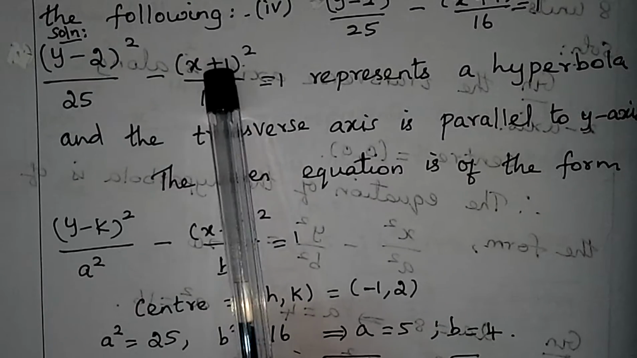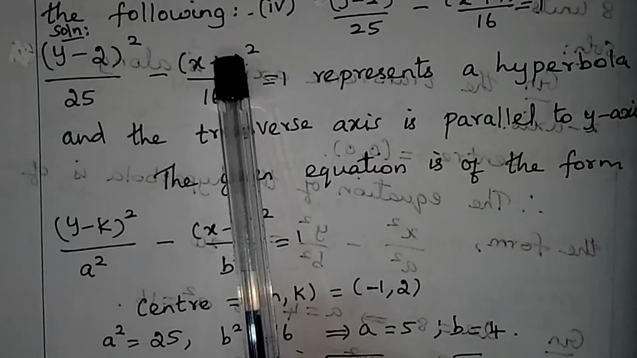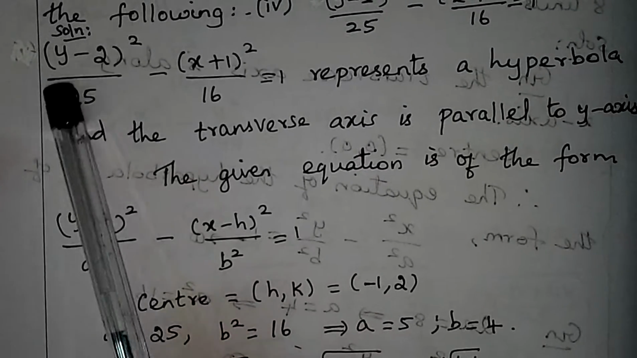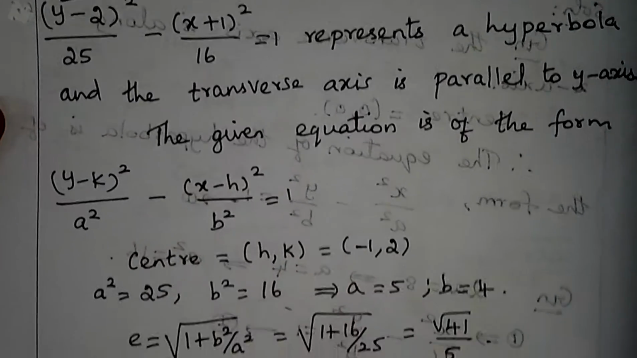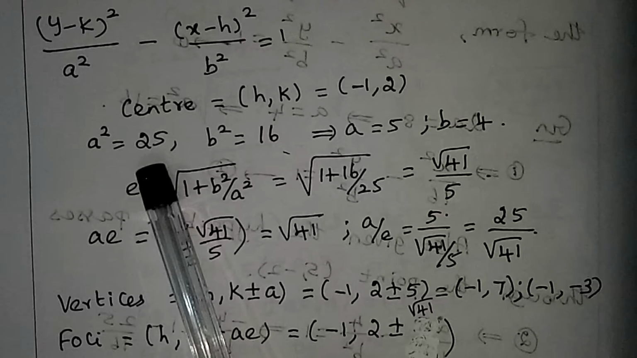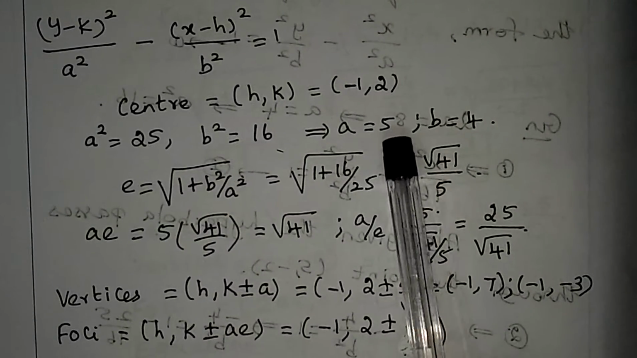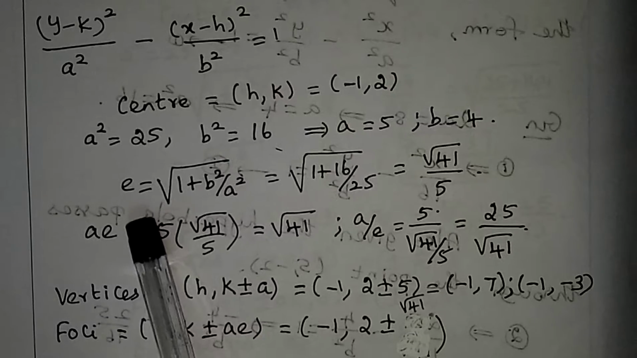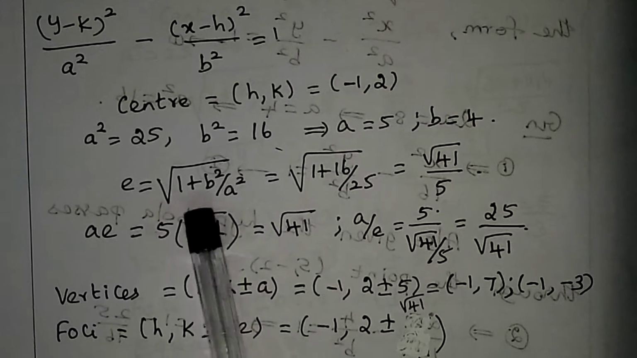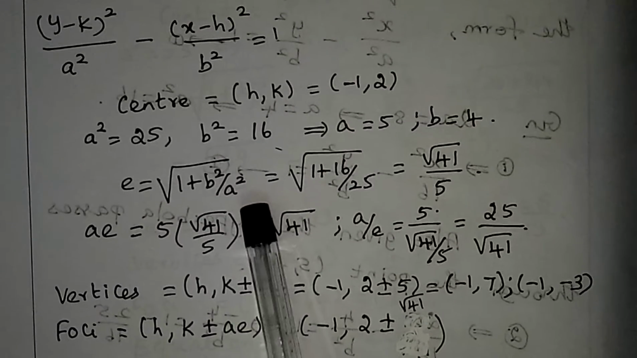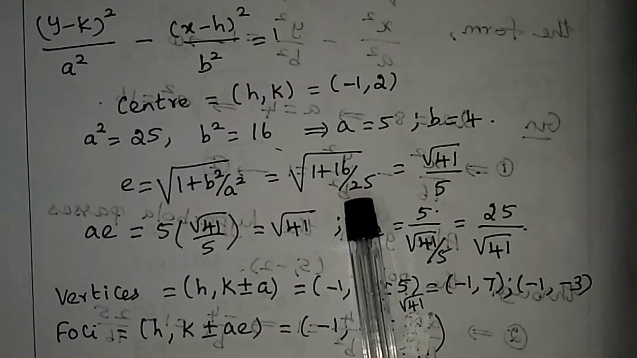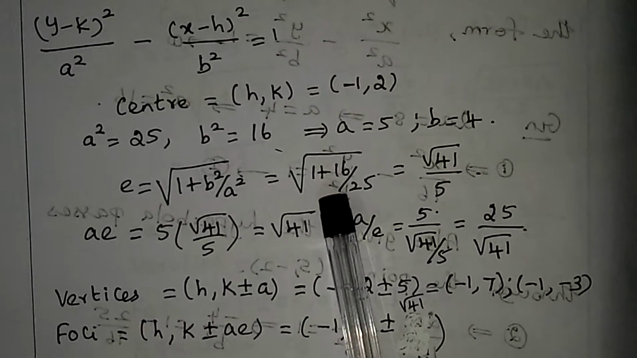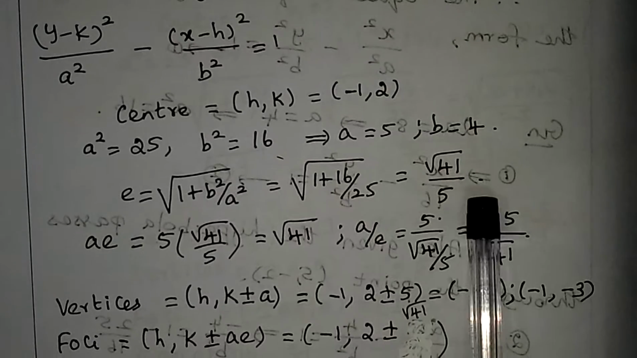x plus 1. This plus 1 can be written as minus of minus 1, so h value is minus 1. Now a square is 25 and b square is 16. A square is 25 means a value is 5. B square is 16 means b is equal to 4. e is equal to root of 1 plus b square by a square. Replace the values, simplify, you'll get root of 41 by, in the denominator, 25, its square root is 5.